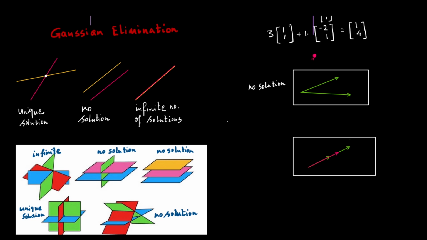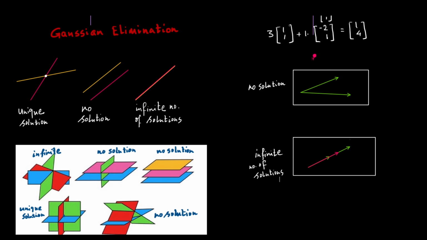Now you can understand, we can represent this pink vector as a linear combination of the 2 green vectors, and not only that, we can represent this pink vector as a linear combination of the 2 green vectors in an infinite number of ways. So if your columns represent these kind of vectors, then you can solve that system in infinitely many ways, or there will be infinite number of solutions.